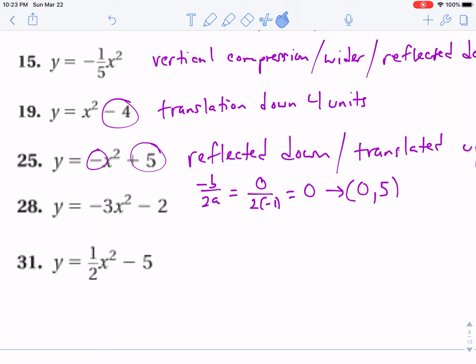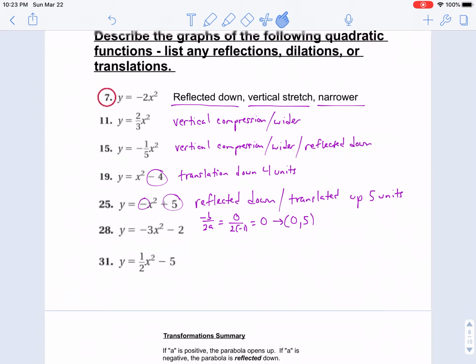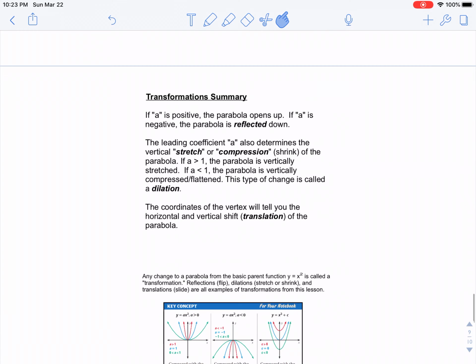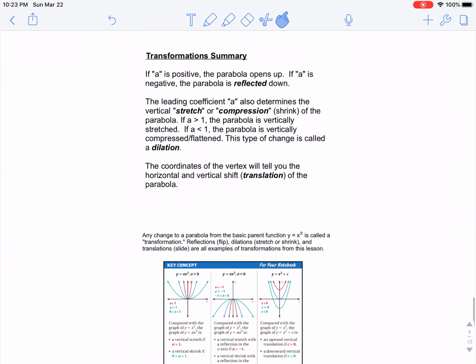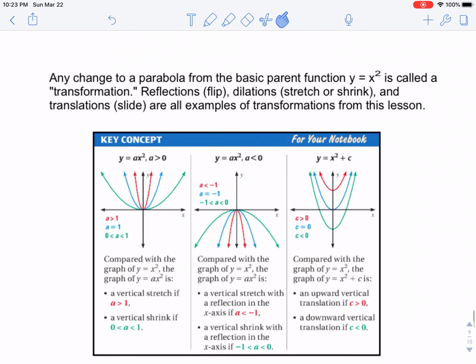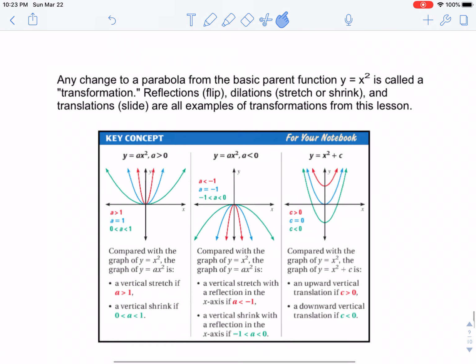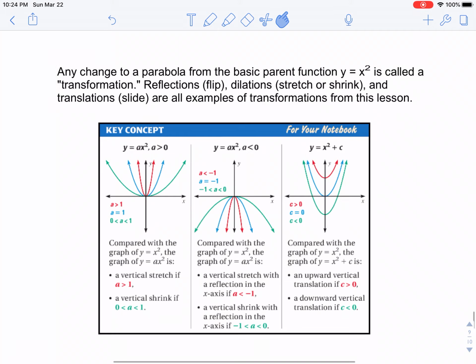So we'll end there. I want you to try these last 2 examples right here, and then today's assignment. And this slide is just a summary of all the things that we discussed. This graph is pretty useful. It just shows you how the parabolas can change, can be reflected or stretched or compressed or moved around.